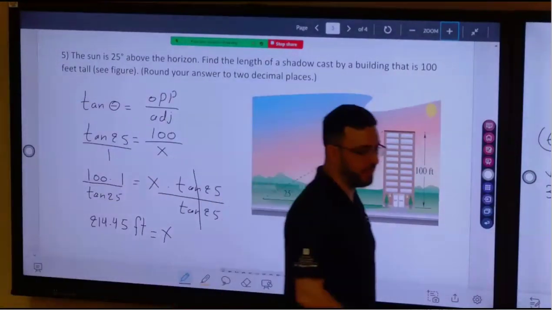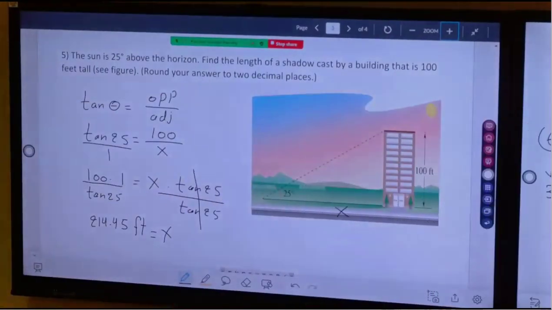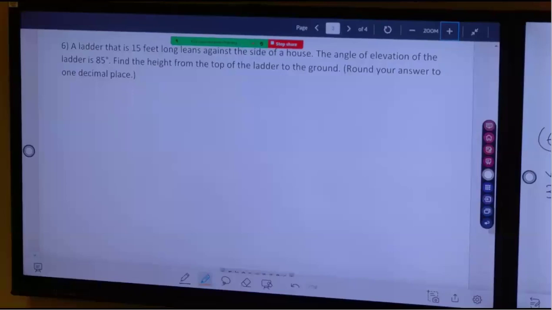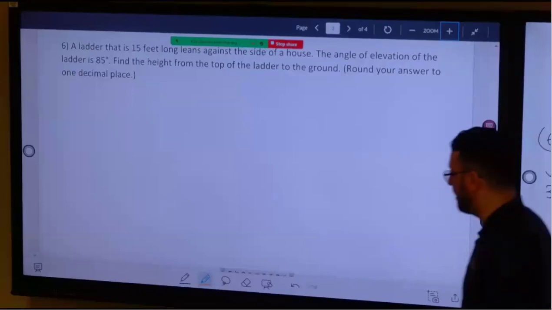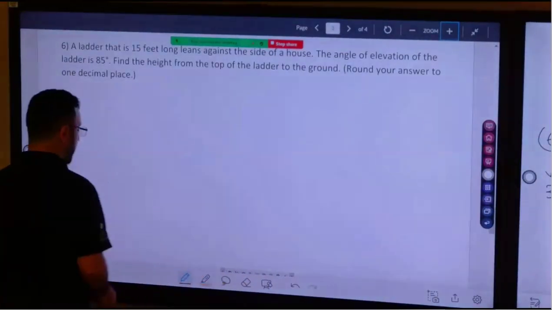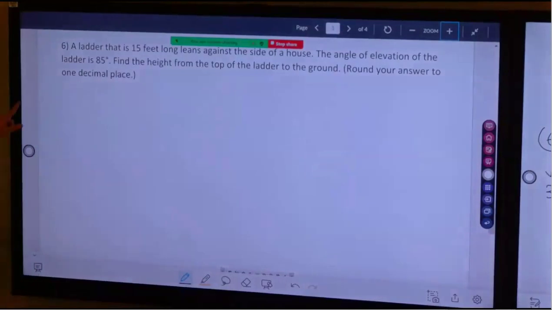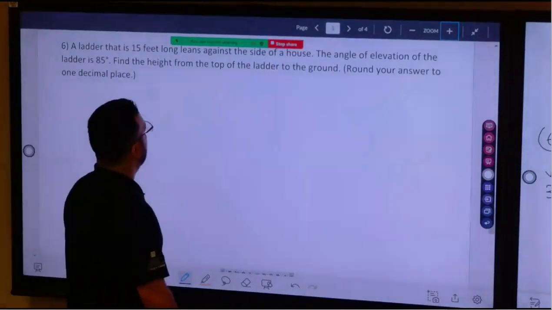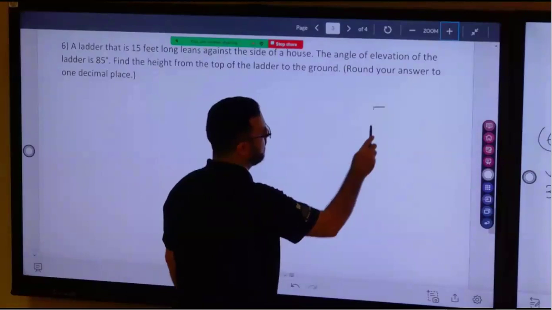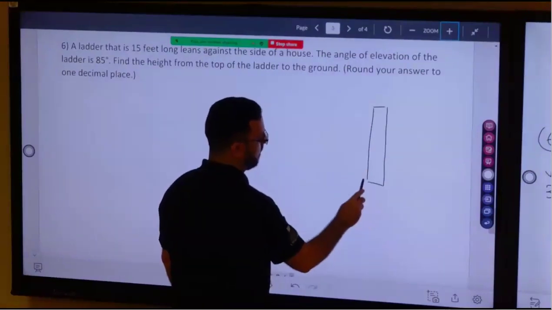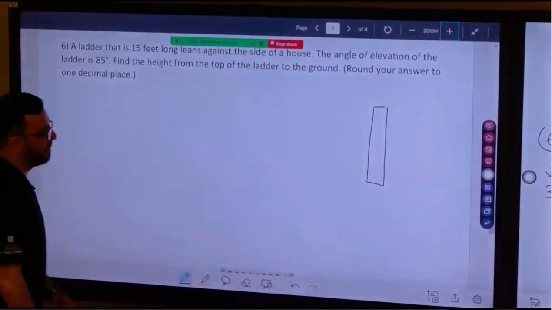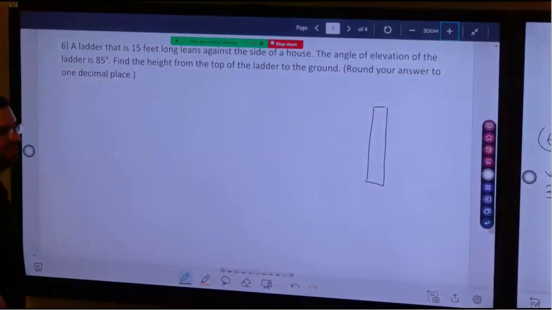FT means feet. So ask me for that. Wait, check here. Next questions. So here's the house, okay? Wow, this one house here. Modern day house.